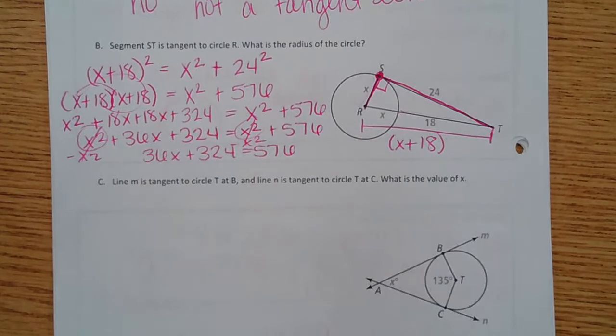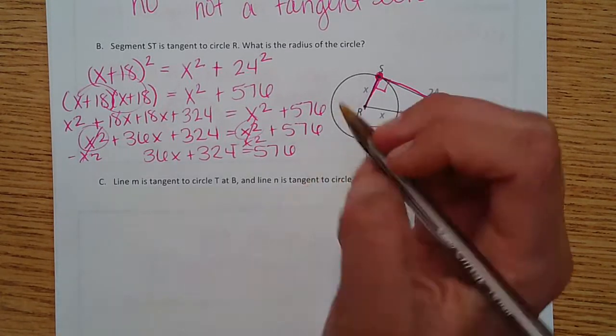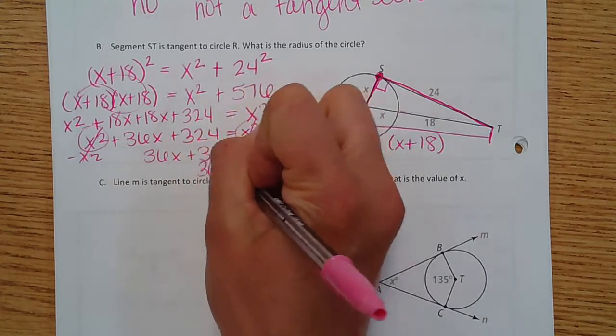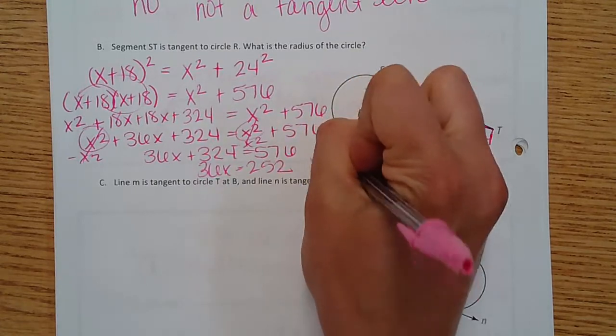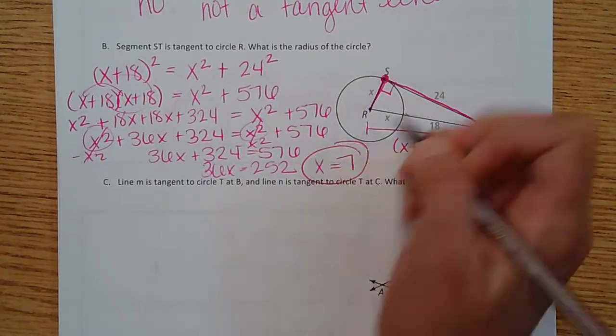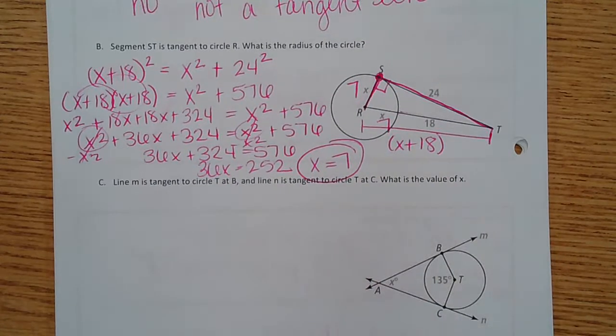We solve 576 minus 324. 36x equals 252, divided by 36. x is equal to 7. So the radius of this circle is 7. All right, so that's a pretty tricky problem here.